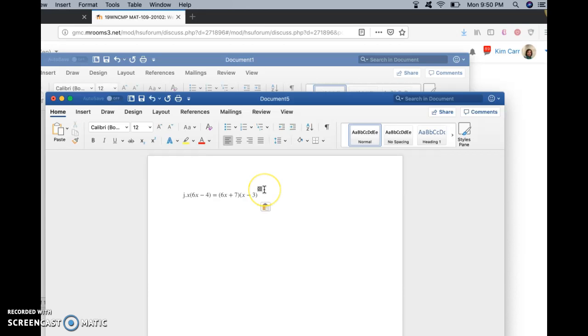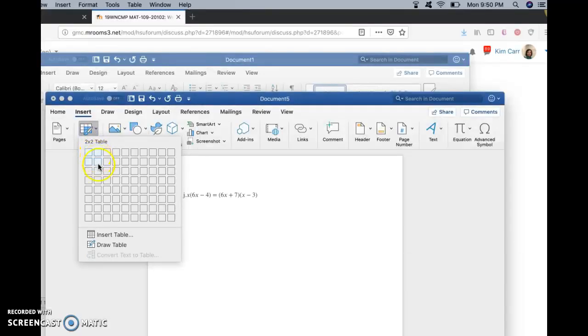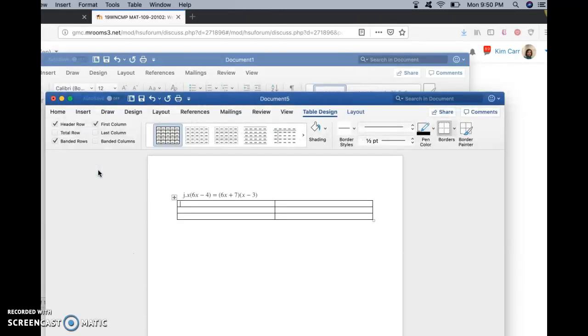This is your problem. First thing, of course, you always do is to insert. You want a table. You need to have at least 2 columns. Looks like you didn't have any problem with that.